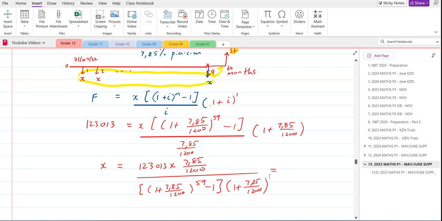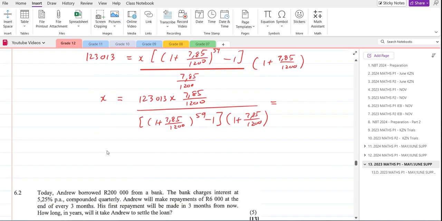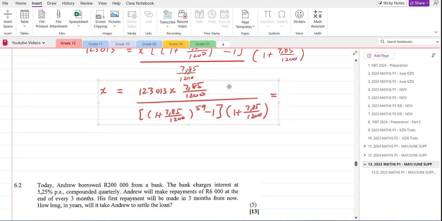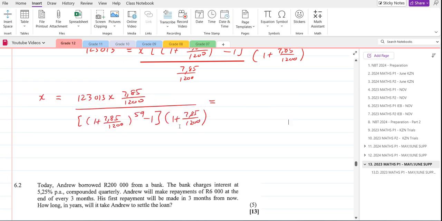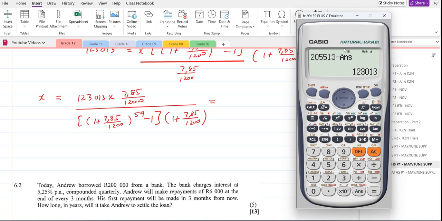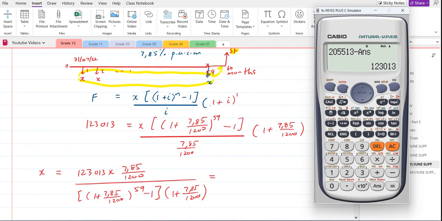Let's substitute. Now it's just a matter of substituting and solving, right? Just typing it out because we got the setup done, right? So remember, sinking fund is at the end of the term, right? So that's where we're messing up. You're not supposed to be equating it at 59. Right, so let's work this out.